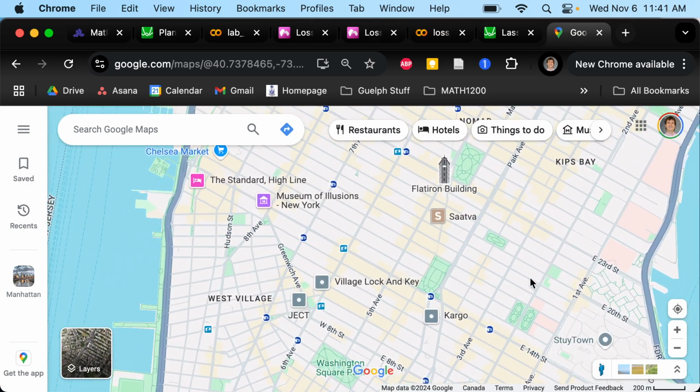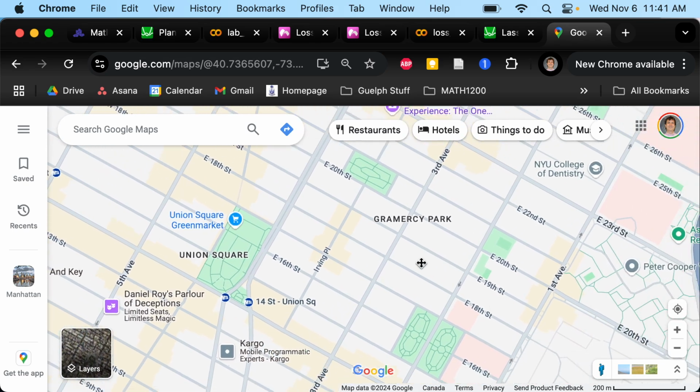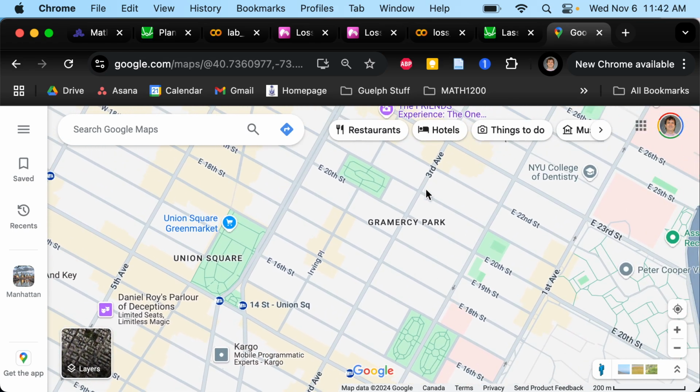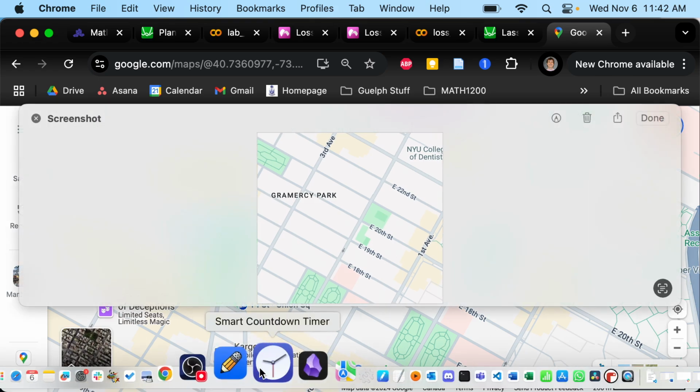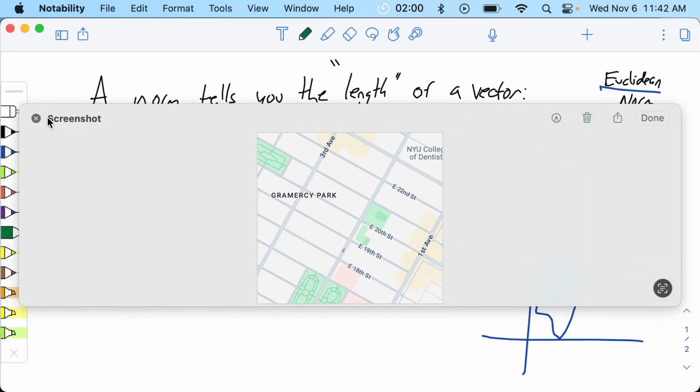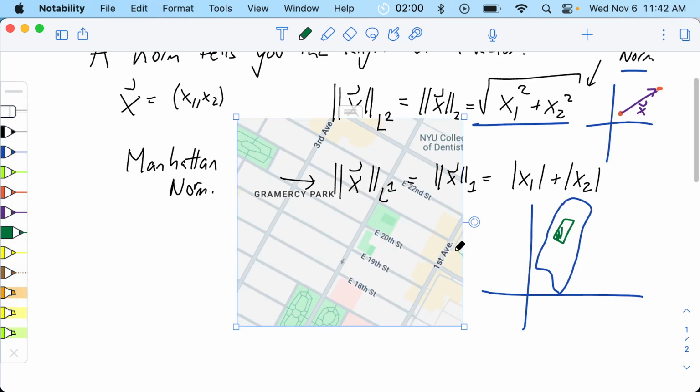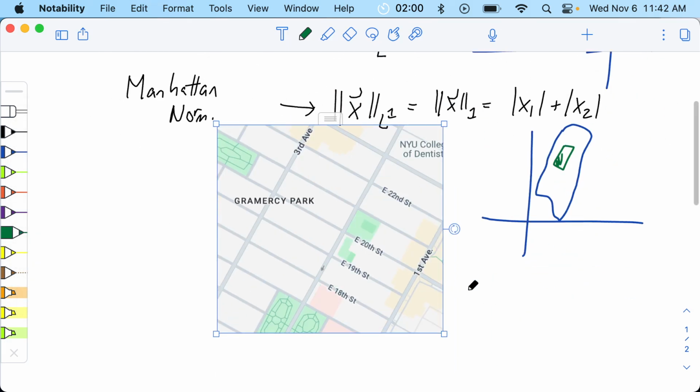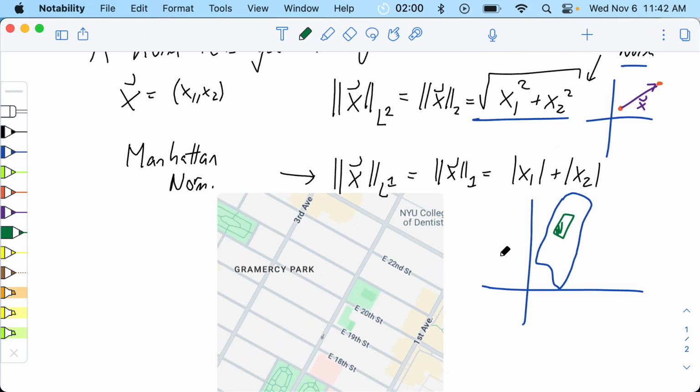Why is there a different norm? Okay, so let's pretend you're living in Manhattan and you want to go from here to here. Let's take a little screenshot. So you're living in Manhattan and you want to move between places. So here we go. You're here. So Pythagoras, we know how that works.